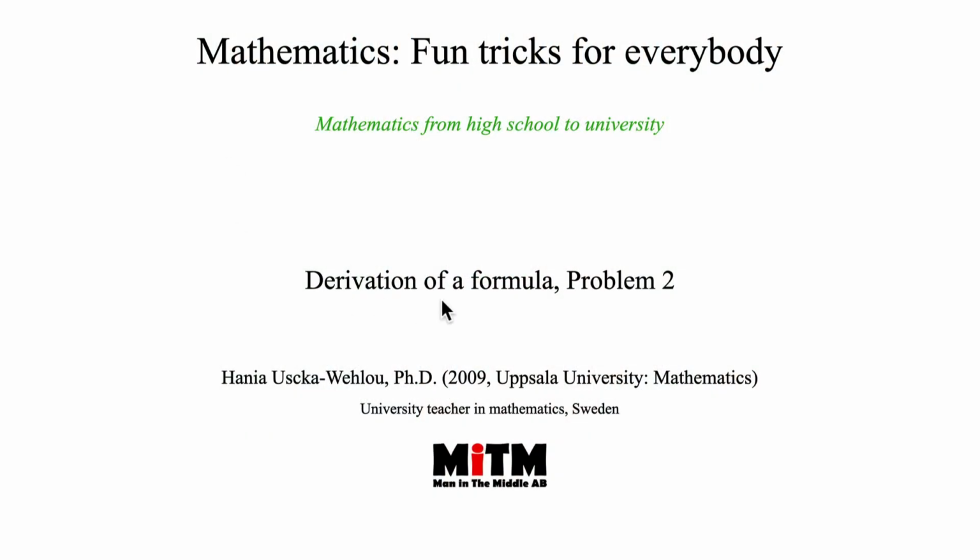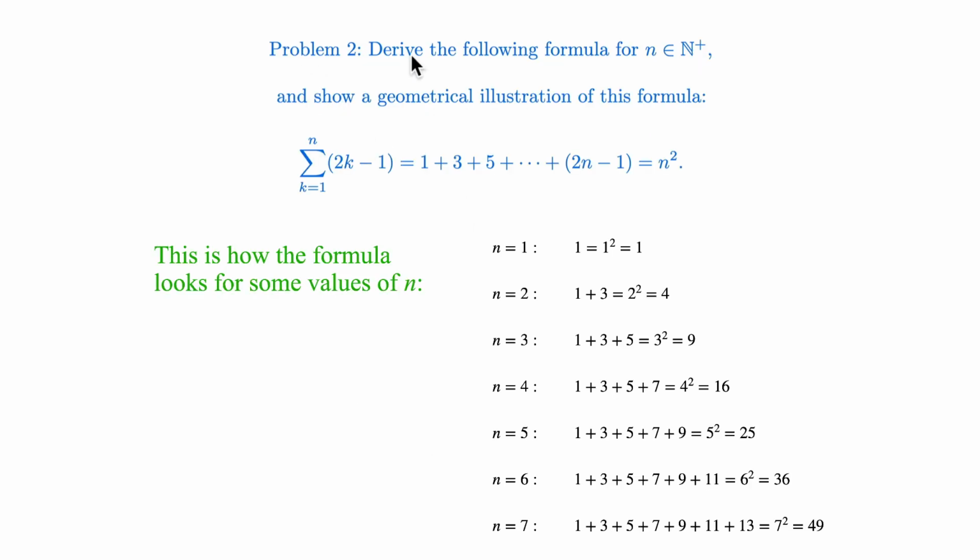Derivation of a formula, problem number 2. And here is its formulation. Derive the following formula for n from the set of positive natural numbers and show a geometrical illustration of this formula. So here you see that the formula is for the sum of the n first odd numbers. You see 1 plus 3 plus 5 and so on and so on.